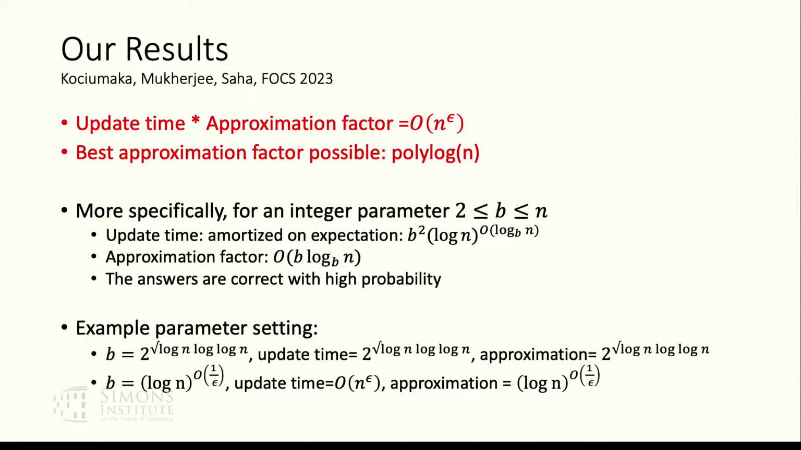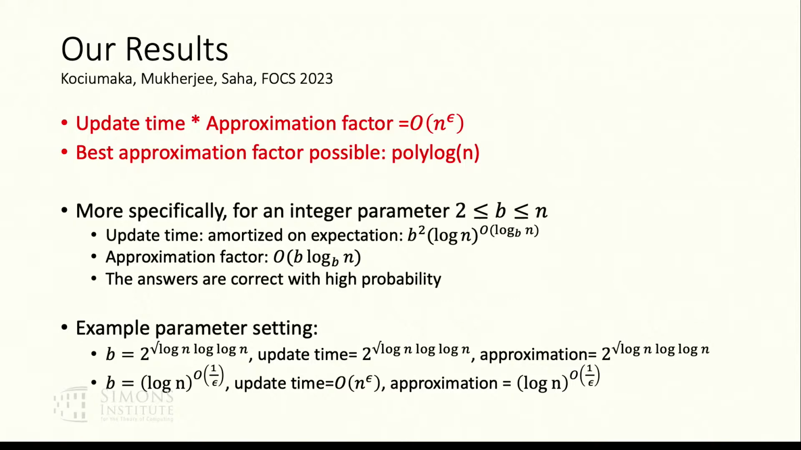In fact, what we get, given a parameter b, is an update time of b squared log n to the power log_b n, and an approximation factor of b log_b n. If you set the parameters properly, you will get an update time of n to the epsilon for an approximation factor of polylog. You will get a subpolynomial update time for subpolynomial approximation factors and so on. You say the best approximation factor is polylog.